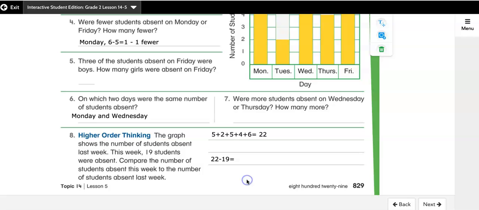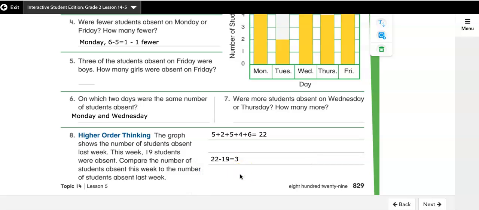So 22 minus 19. I can do this a couple ways. I can count on from 19 to get to 22. I could count back from 22 to 19. I could break apart my numbers. I could line them up. I'm going to count on from 19 to see what the difference is. So I'm going to put 19 in my head. I'm going to go 19, 20, 21, 22. Oh, I got 3. So now I know that the difference between them is 3.